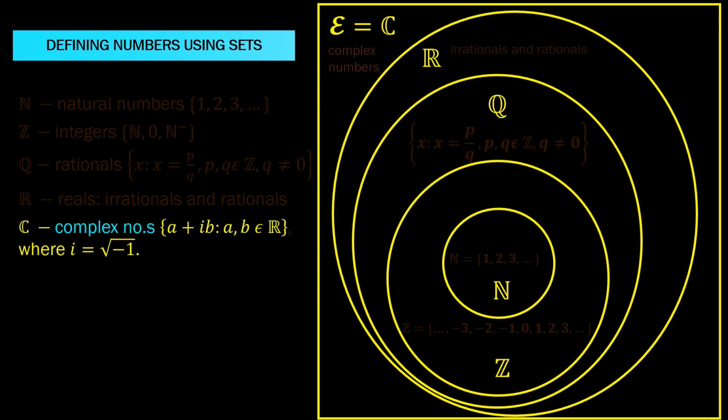Complex numbers take the form a plus ib, where a and b are in the real numbers and where i is equal to the square root of -1. And we have this fact: the naturals are contained in the integers, are contained in the rationals, are contained in the reals, are contained in the complex numbers. And so we've set up our number system.